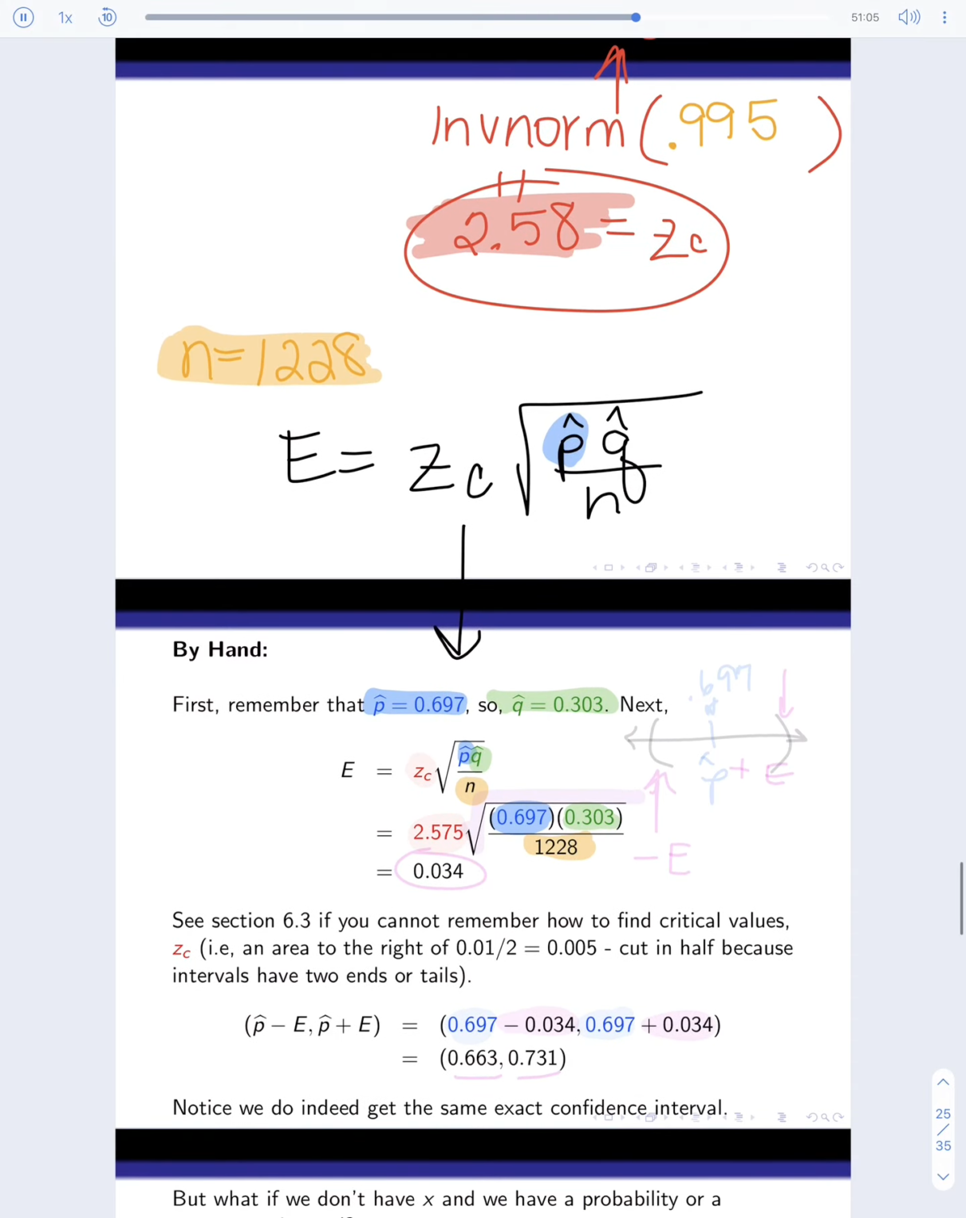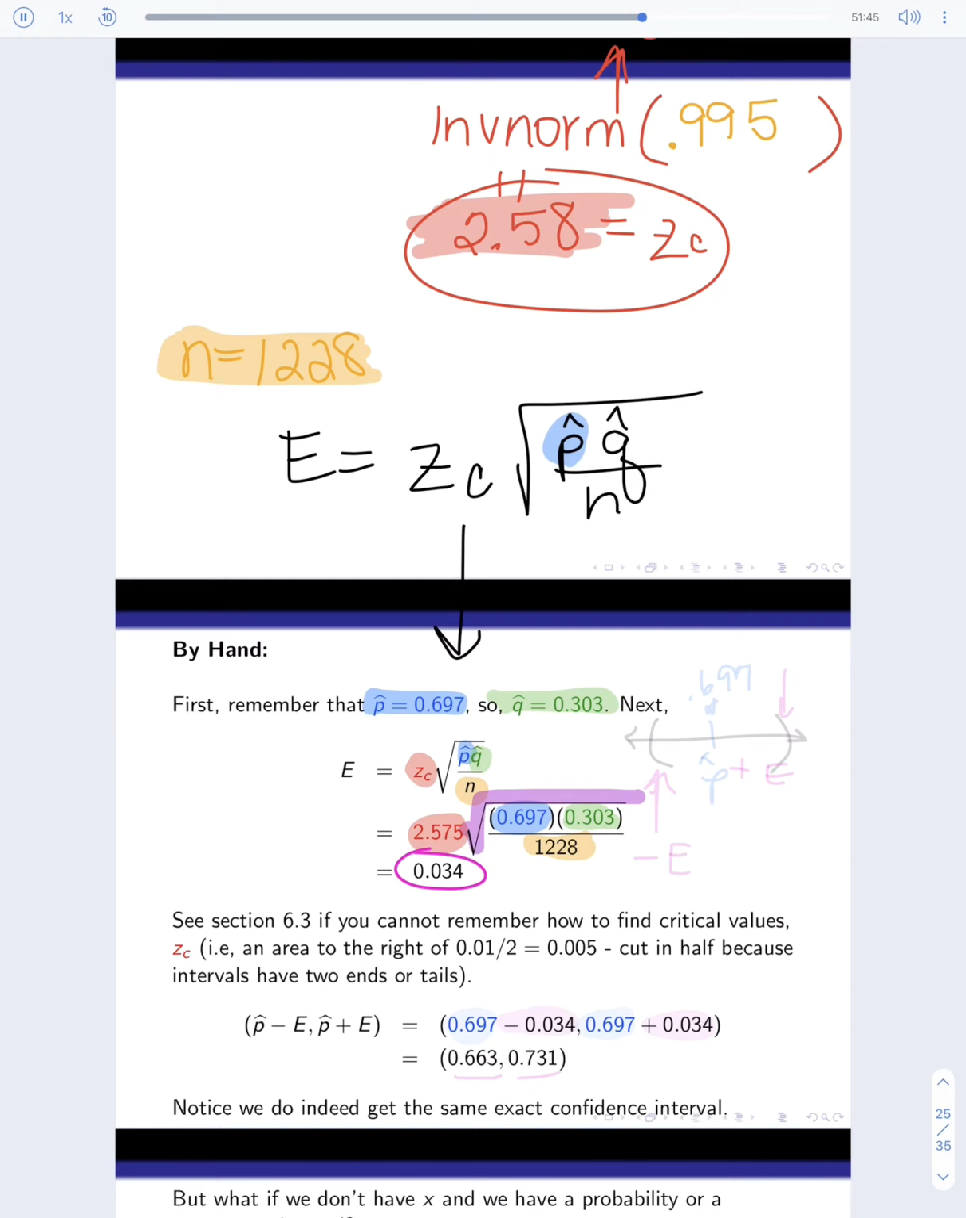Then we have to take the square root of whatever that value is. So the first thing that we're doing is multiplying the 0.697 by the 0.303, dividing by the 1228, then taking the square root, then multiplying by our critical value at the very end, the 2.575 or 2.58, depending on how you rounded. When you're all done with your calculator doing all that heavy lifting for you, what you end up with is your margin of error, your 0.034.